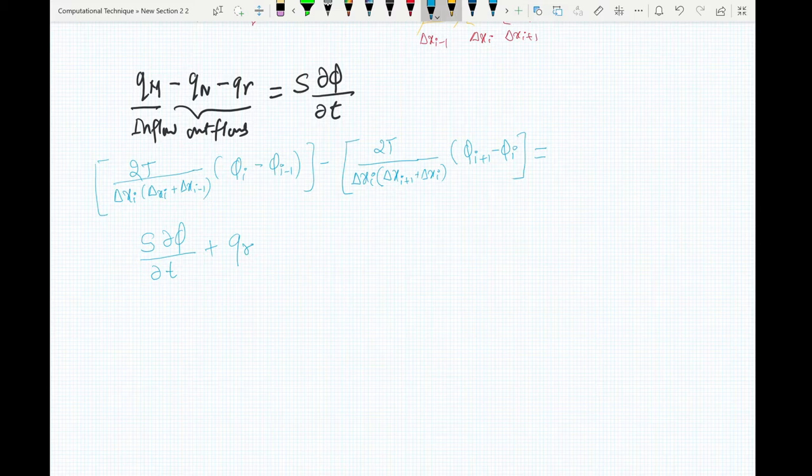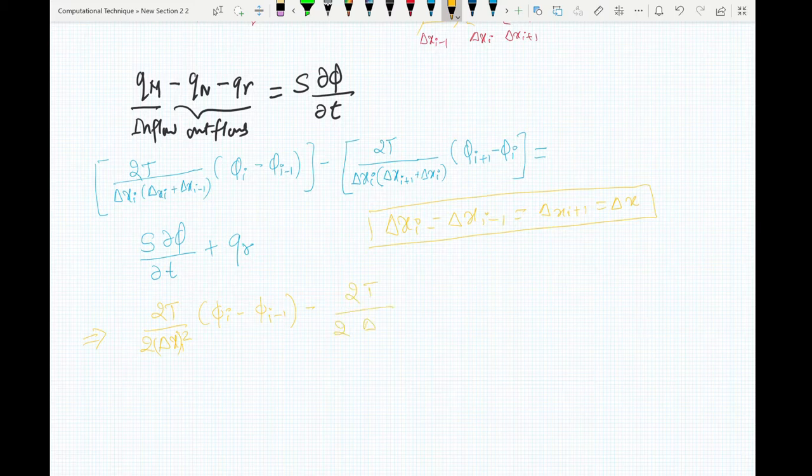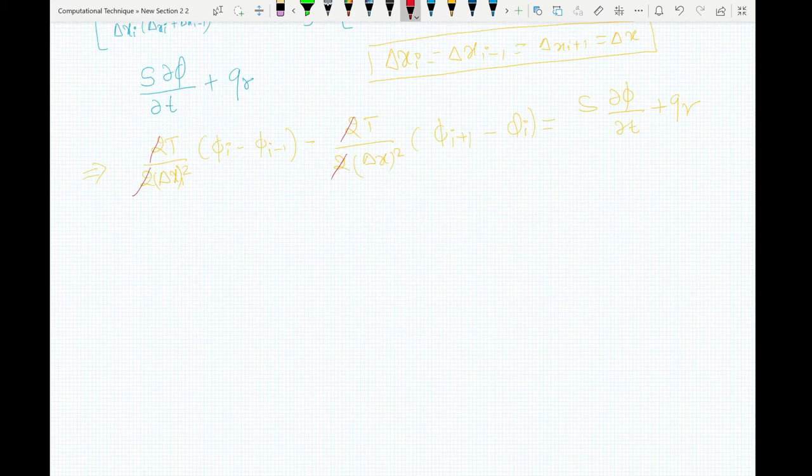If we assume that our delta x I equals delta x I minus 1 equals delta x I plus 1 equals delta x, which means that they have a constant length, then these values reduce to 2T by 2 delta x square, phi I minus phi I minus 1, minus 2T divided by 2 delta x square, phi I plus 1 minus phi I, equals S d phi by dt plus QR. And then you can write.